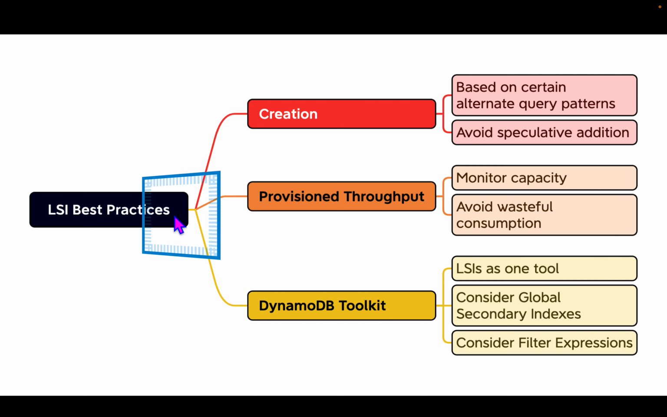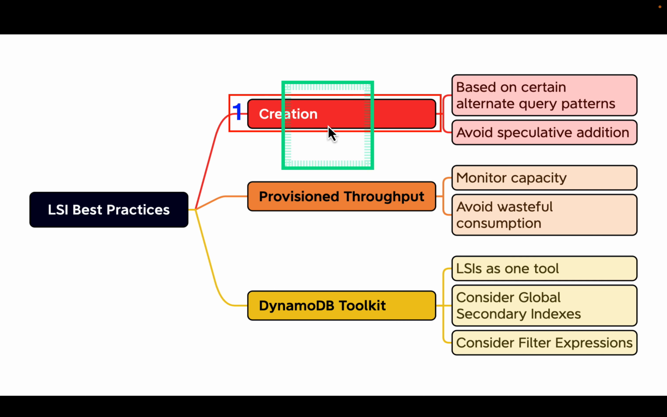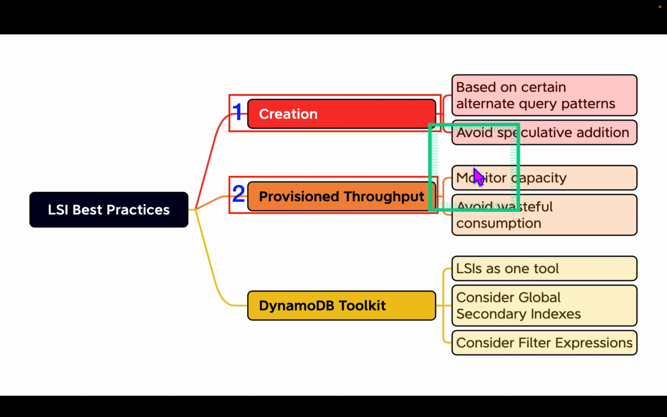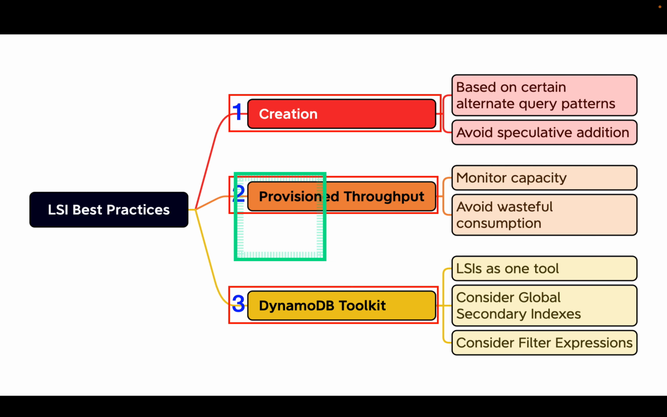So some LSI best practices: always create LSIs when you are certain about alternate query patterns, and don't just add them speculatively. Because it has to be created at table creation time, you should do very good analysis on the query patterns. And it is crucial to keep an eye on your provisioned throughput. Ensure LSIs are not wastefully consuming capacity. And remember, LSIs are one of the tools in your DynamoDB toolkit. Sometimes global secondary indexes or filter expressions might be more suitable. So you can consider GSI or filter expressions, because GSIs can be created afterwards, or filter expressions can also be used.